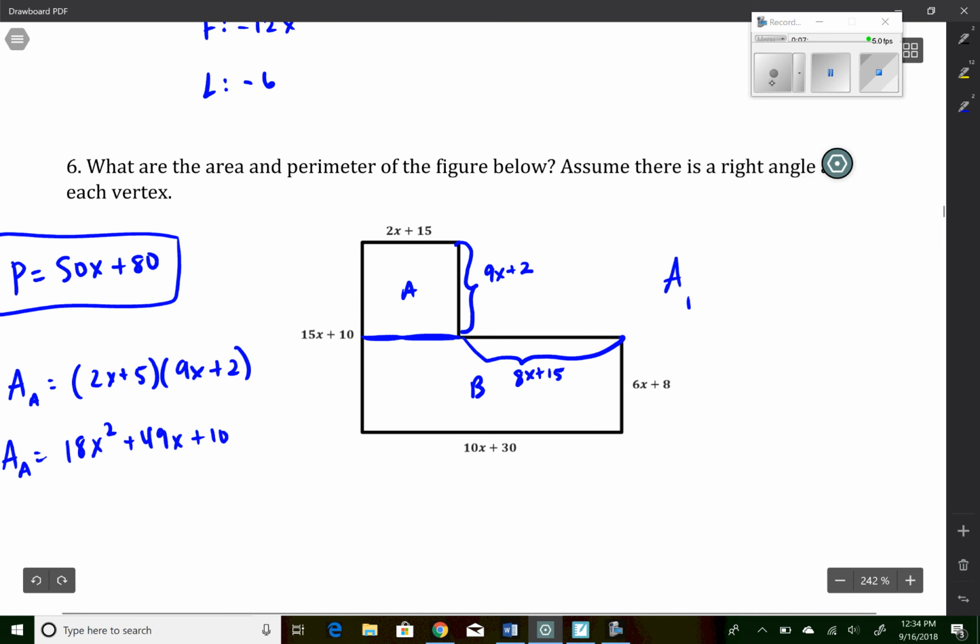The area of B, I have 10x plus 30 and 6x plus 8. So the area of shape B is going to be 60x squared. I'm going to wind up getting 80x and 180x, so that's 240x.